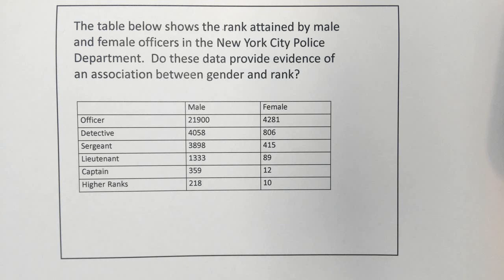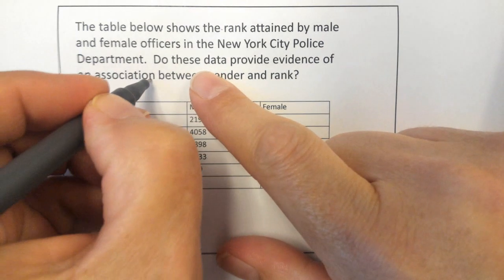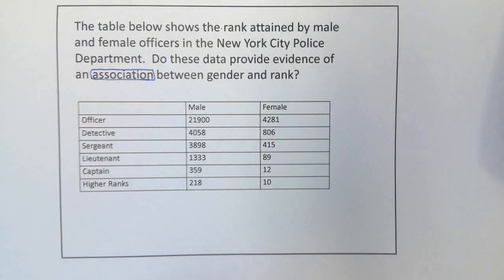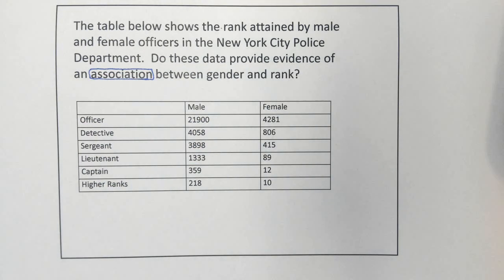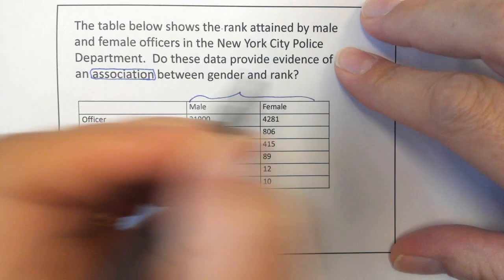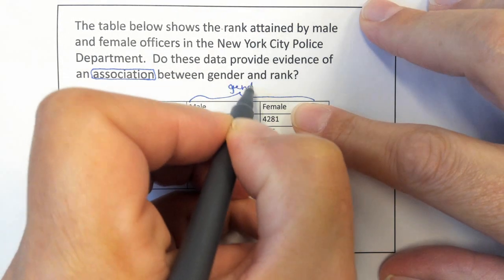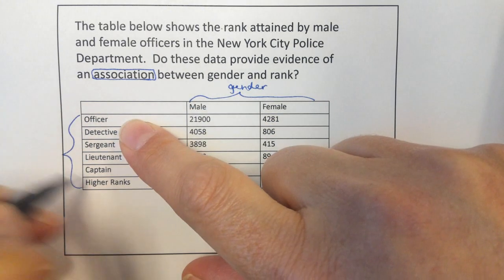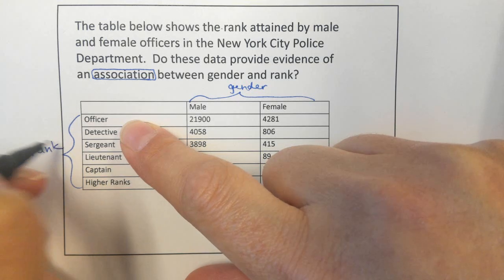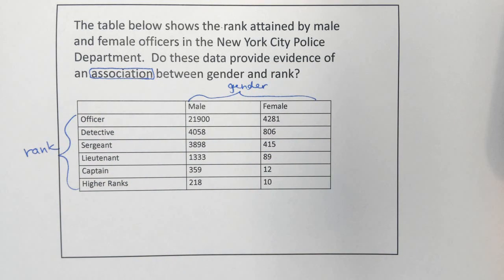So the very first thing I want you to do is underline, circle, do something with that word right there. There's your bottom line. This is a test for independence. Is gender independent of rank? So over here we have the categorical variable gender, and over here we have the categorical variable rank, and we want to know if there's a link between them. If being female makes you more or less likely to achieve a certain rank than if you're male. And this is a very real question that is studied all the time.